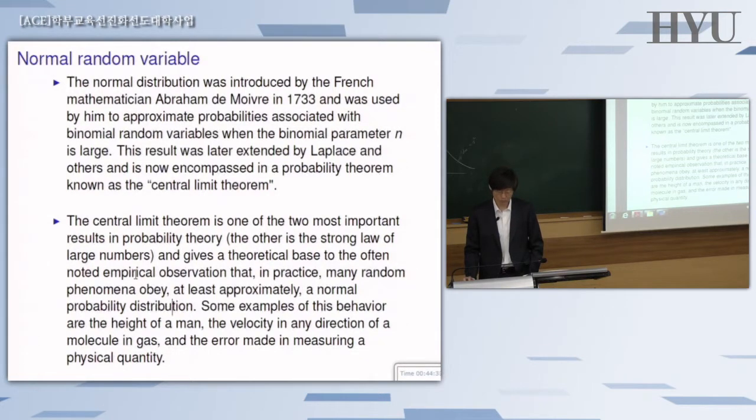But there's a bit of historical background. Who invented this one, and what was the motivation, and why do you have to cover it in this course? In part because that's a good way to approximate Poisson and binomial, and the second reason is because it's closely related to the so-called central limit theorem.